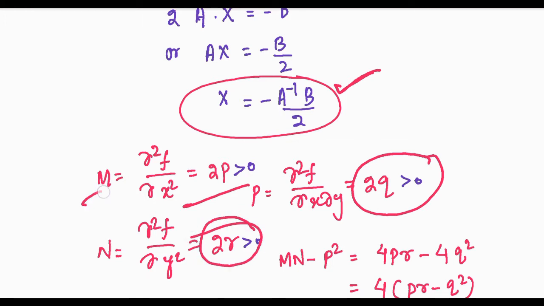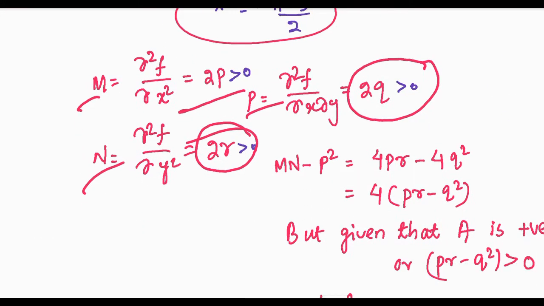And what are M, N, P? M and N are del square f by del x square and del square f by del y square, and P is equal to del square f by del x del y. I have already explained the method, and you may know that from calculus also, how to find out the minimum or maximum value using partial differentiation. So here mn minus p square is equal to this much. Here m is 2p, n is 2r, p is 2q. So mn minus p square is this much.